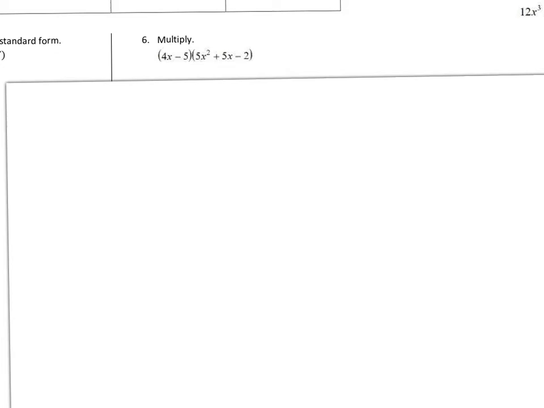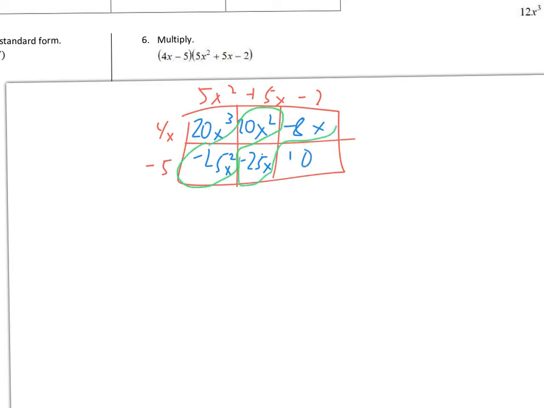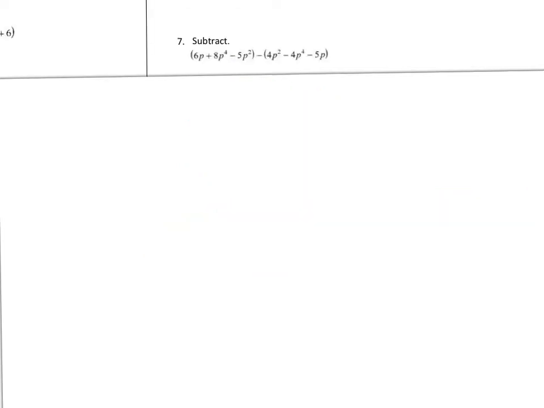All right, these ones are multiplying a 3 by 2, so we'll do a 3 by 2 box. So we got 4x minus 5 over here, and then 5x squared plus 5x minus 2. So we'll multiply the big numbers and then add the exponents in every spot. And that would be negative 25x, and then positive 10. All right, so we see that our like terms line up diagonally again, like usual. So we get 20x to the third, and then minus 5x squared, minus 33x, and then plus 10. And that's it.